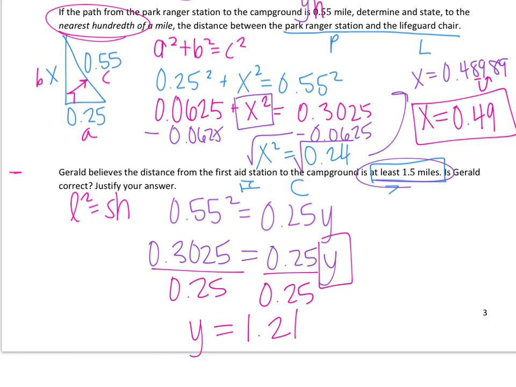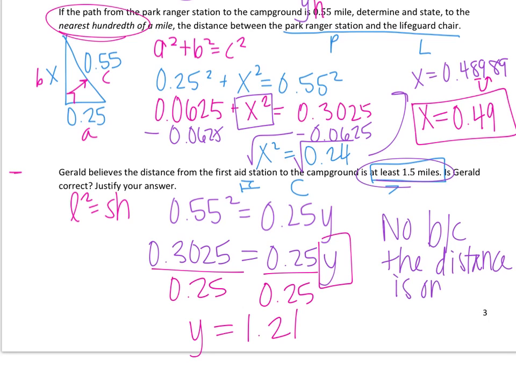So here it says it's at least 1.5. Is Gerald correct? Well, we got 1.21, so at least means greater than, bigger than 1.5. So no, because the distance is only 1.21. Done. One more question on the next page and then you get to practice on your own.